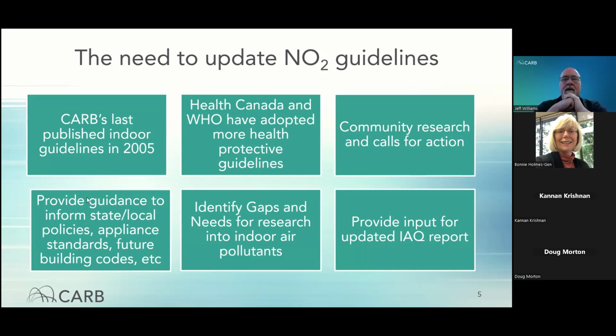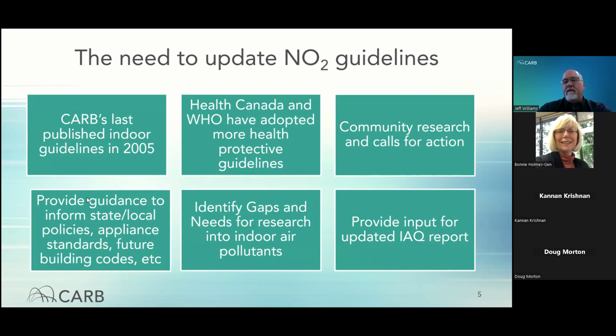Okay, so we'll go ahead and start with the presentation then. This is about the need to update CARB's guidelines. We last published our indoor air quality guidelines in 2005 in a report to the legislature titled Indoor Air Pollution in California. CARB's indoor air quality guidelines are for selected pollutants, including formaldehyde, carbon monoxide, and particulate matter. This first update to the indoor guidelines is starting with NO2.